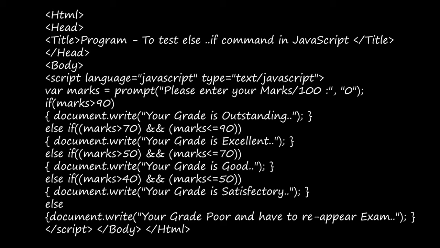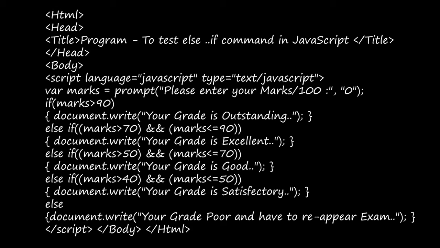If the mark value is greater than 50 and less than or equal to 70, it means document.write "your grade is good." Okay, else if the mark is greater than 40 and less than or equal to 50, it means your grade is satisfactory. That will be displayed.